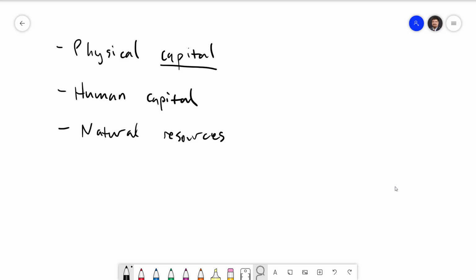However, countries with limited natural resources can overcome that deficiency by investing in physical and human capital. Japan is a great example of a country with limited natural resources but a highly educated workforce with a highly developed stock of physical capital.